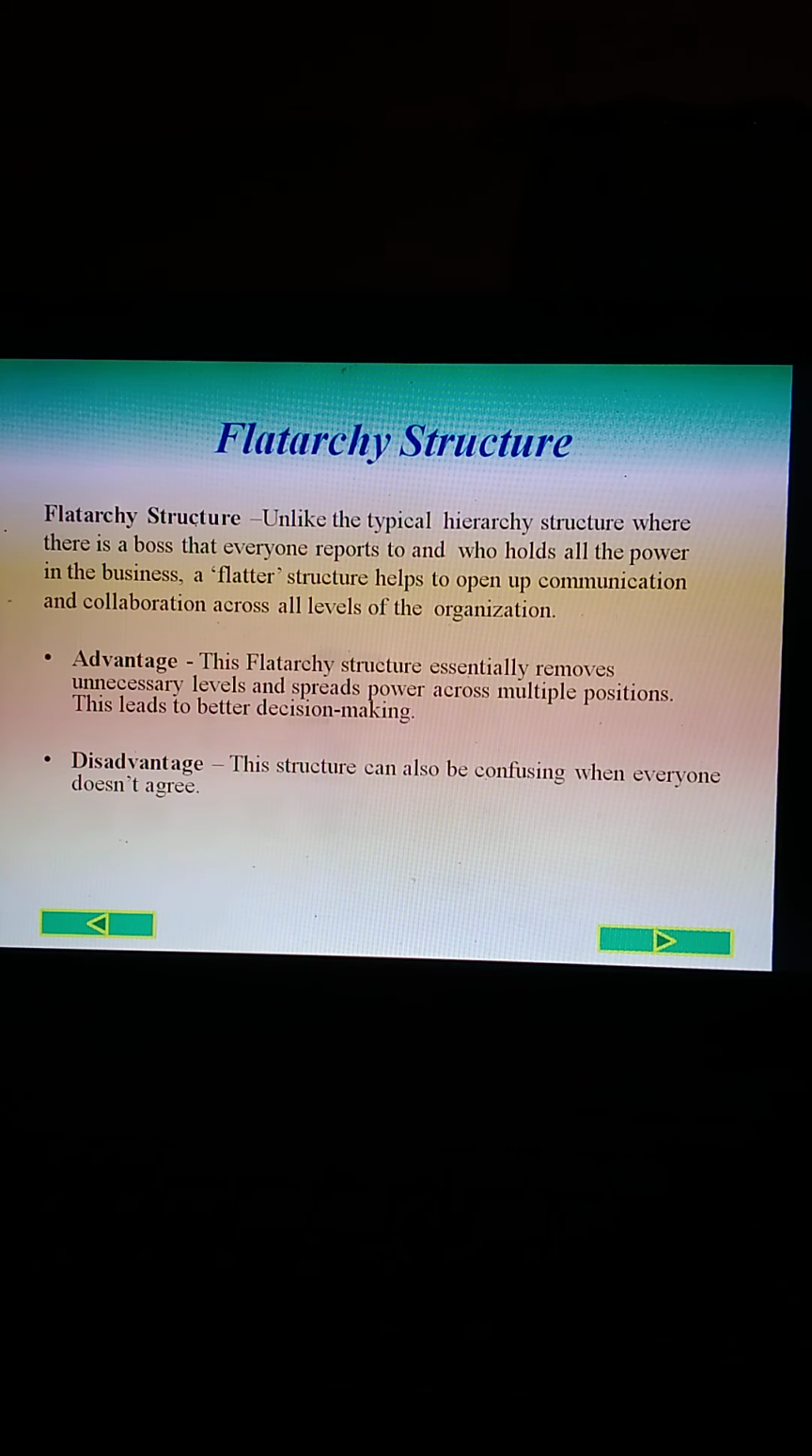Then we are now at the flat hierarchy structure. A flat structure, unlike the typical one that we just explained, where there is a boss that everyone reports to and who owns all the power in the business. A flatter structure helps to open up communication and collaboration across all levels of the organization, meaning everybody's on the same level, basically.